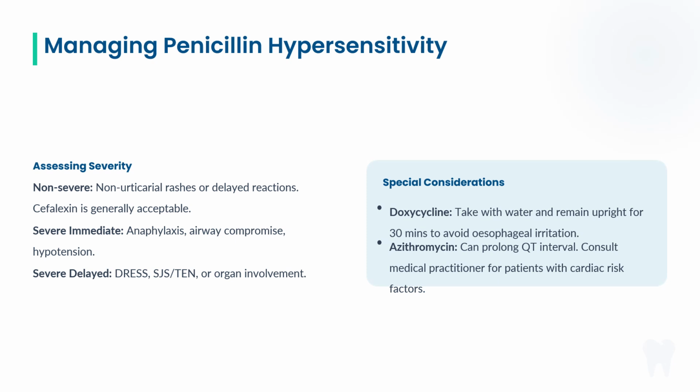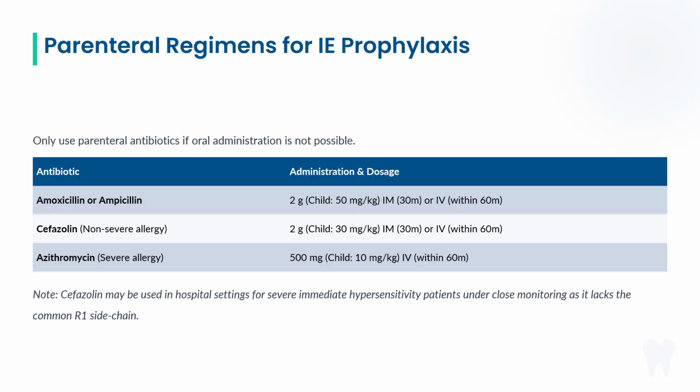Oh yeah, I forgot to mention. DRESS is called drug reaction with eosinophilia and systemic symptoms. Now, parenteral regimens for infective endocarditis prophylaxis are amoxicillin 2 grams, cefazolin 2 grams, azithromycin 400 milligrams.